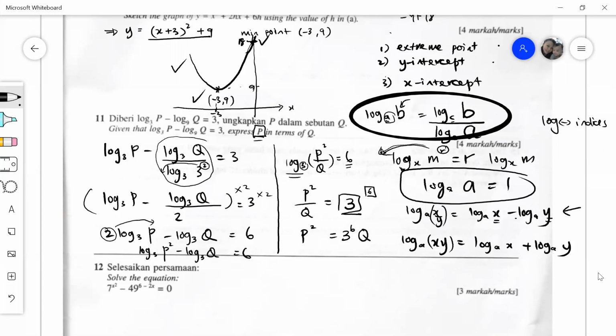Our objective is to find P. So P will equals to, you square root here, or basically both sides you raise up to the power of half. This is actually what happened. Therefore, you get P on this side. Over here, you have 3 to the power of 3, and then root Q. Okay, that will be 27 root Q. That is the answer.